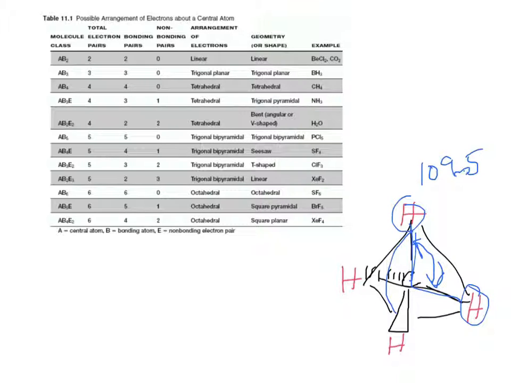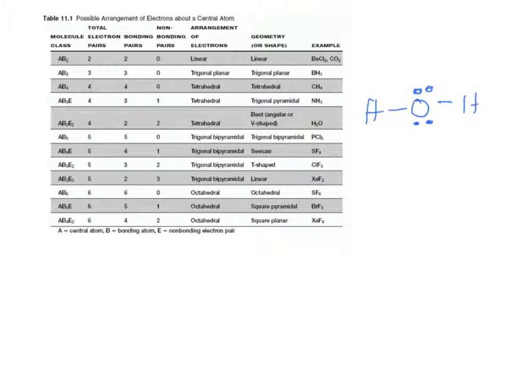So that's how we used it for a simple one. Let's look at one a little bit more complicated. Okay, so let's look at water. So here's my dot diagram, or Lewis structure, for water. And I know it's not drawn correctly. You may know that water's bent, but this isn't the correct geometry for that. But let's use the chart here to help us define what the geometry is.